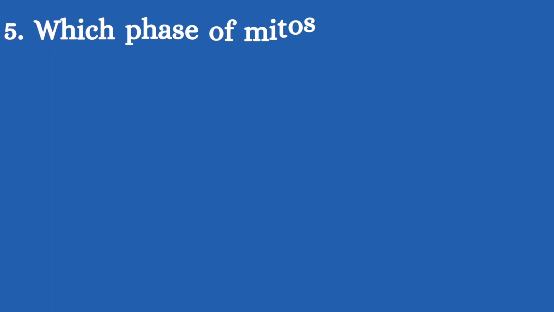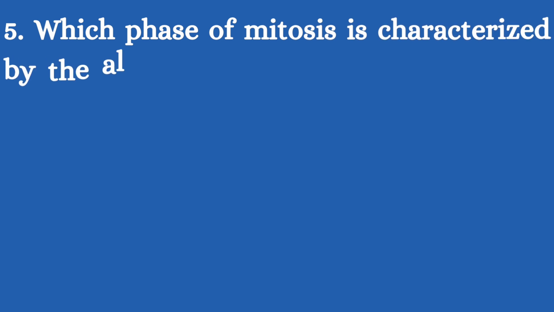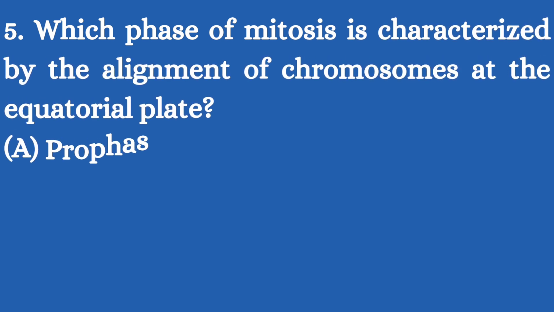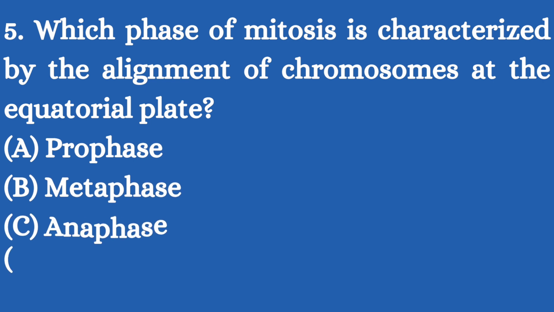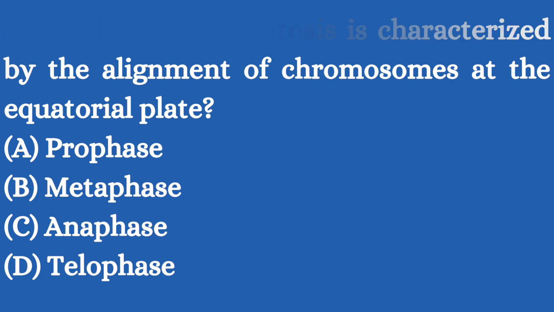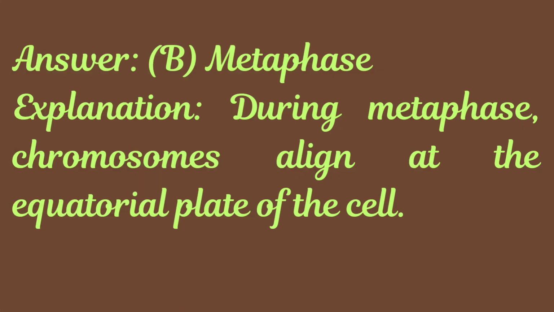5. Which phase of mitosis is characterized by the alignment of chromosomes at the equatorial plate? A. Prophase. B. Metaphase. C. Anaphase. D. Telophase. Answer: B. Metaphase. Explanation: During metaphase, chromosomes align at the equatorial plate of the cell.